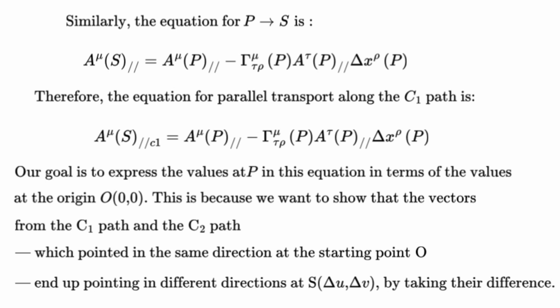Similarly, the equation for P to S is. Therefore, the equation for parallel transport along the C1 path is. Our goal is to express the values at P in this equation in terms of the values at the origin O. This is because we want to show that the vectors from the C1 path and the C2 path, which pointed in the same direction at the starting point O, end up pointing in different directions at S, by taking their difference.